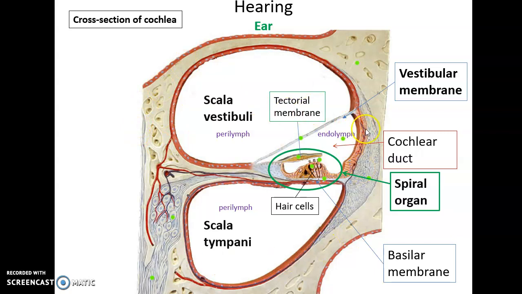So again, here is the model. This represents the tectorial membrane, the cartilaginous structure. This is the spiral organ, and you can see the little bitty hair cells with the little hair bundles on them.